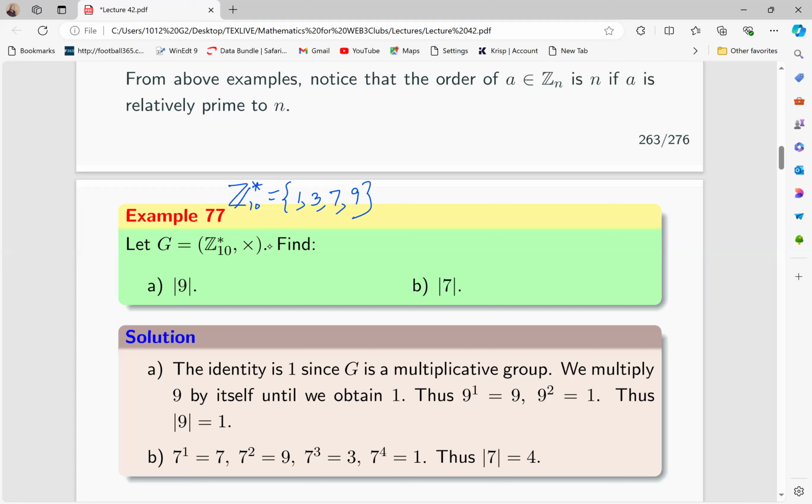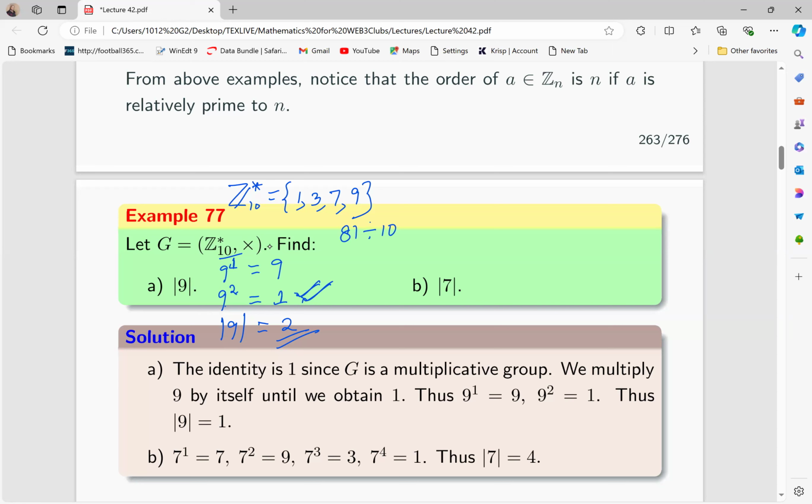So when you raise 9 to 1, what you get is 9. When you raise 9 to 2, what you get is 1. So that means the exponent which, when 9 is raised to it, gives you identity is 2. So 2, therefore, is the order of 9. So how did we get 1 here? Let me again explain. We are doing it mod 10. So 9 times 9 will be 81. When you divide 81 by 10, the remainder is 1. So that's how we get that.